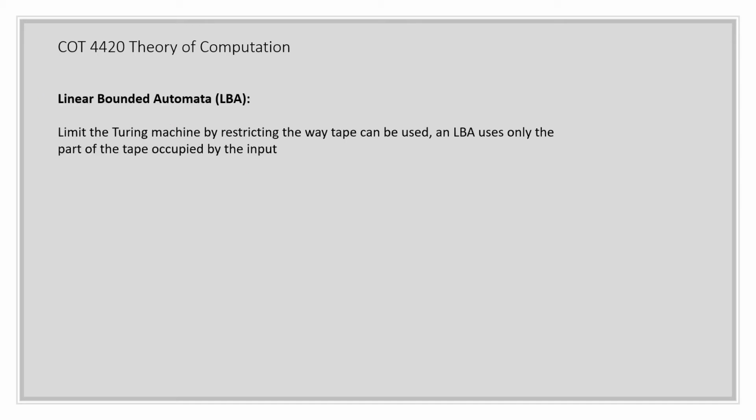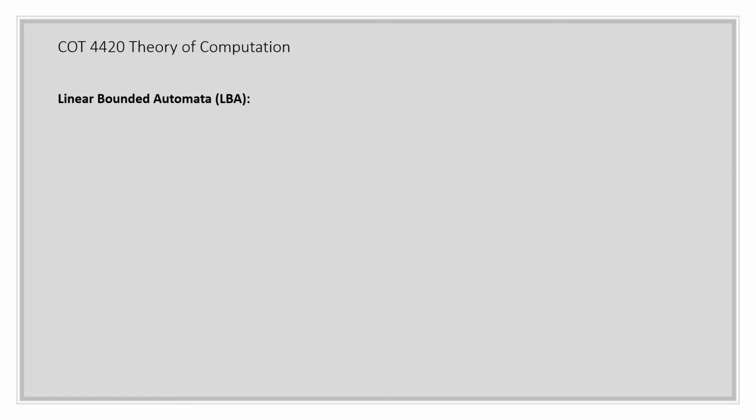All right, so now let's talk about a limited Turing machine. A limited Turing machine is called a linear bounded automata. In a linear bounded automata, you will restrict the way that you use the tape. You can use only the part of the tape that is occupied by the input. So let's go to some details about an LBA, or linear bounded automata.